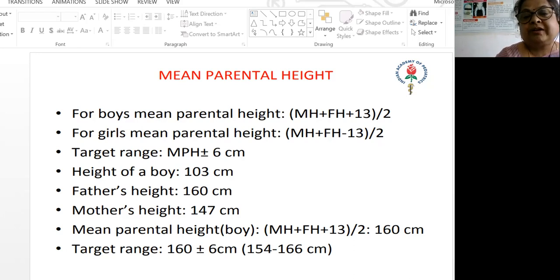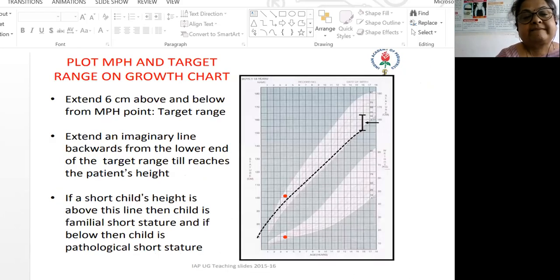Okay. So now you have learned how to take the mean parental height and how to plot it on the chart. Plot mean parental height and target range on the growth chart. Extend 6 centimeters above and below from the mean parental point, that is the target range. And when you plot, the child's height should fall in this range if it is normal.